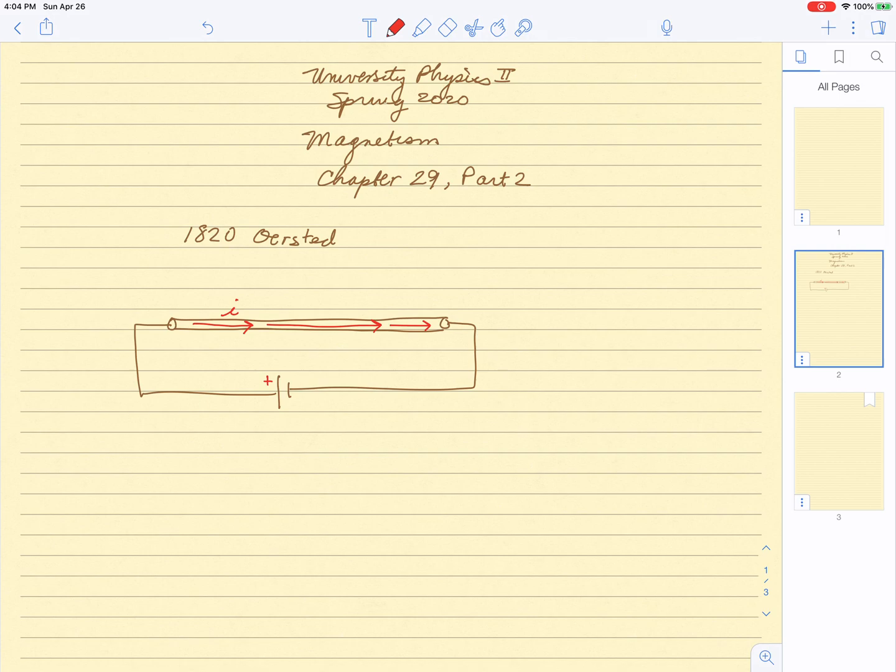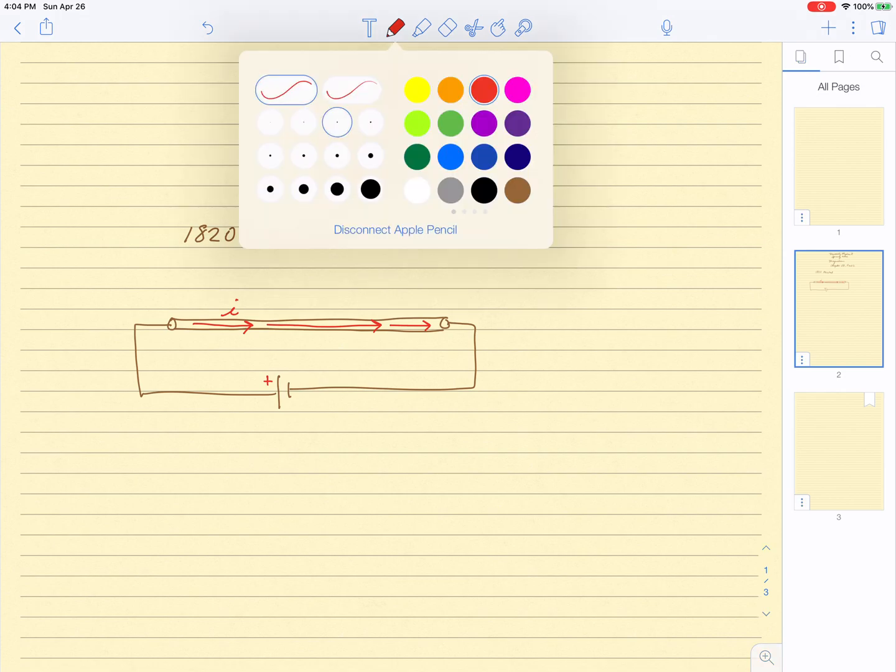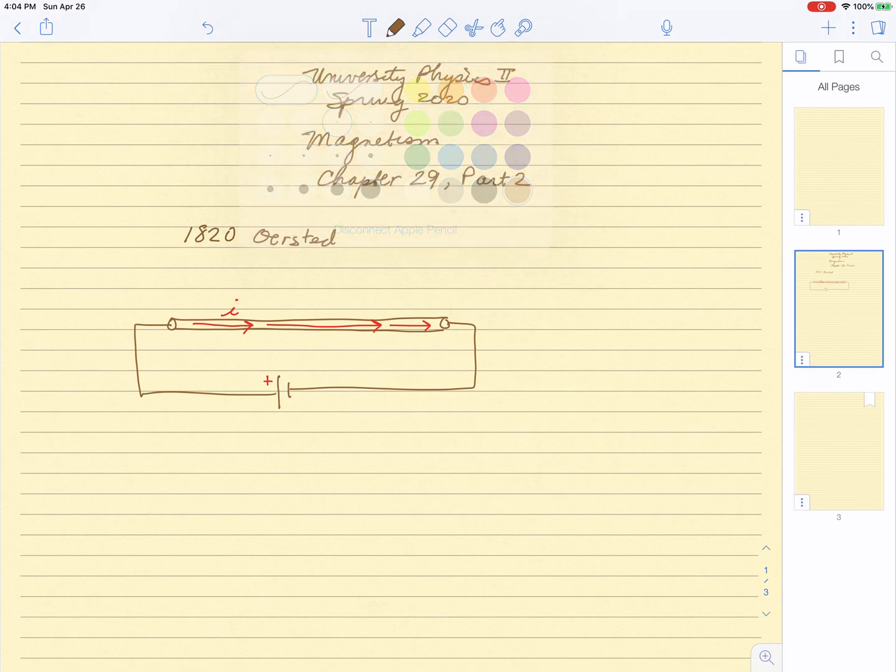So let's take a look at this with a little more depth. Still no mathematical depth, but let's pretend that we look at this wire on end. So here's the wire. And say I rotate this wire so that the current is coming out. Okay, so current is coming out of the plane of the paper.